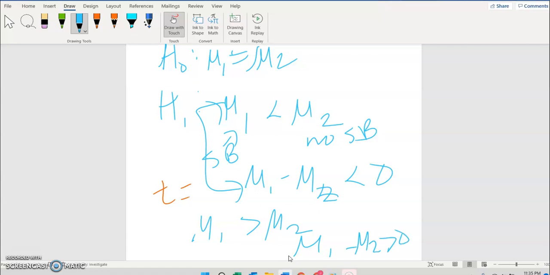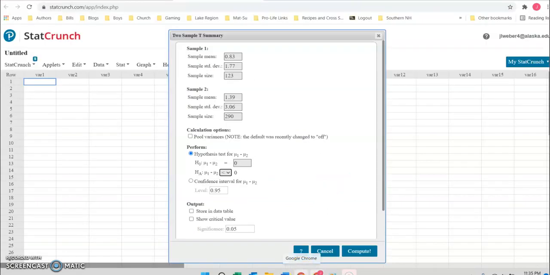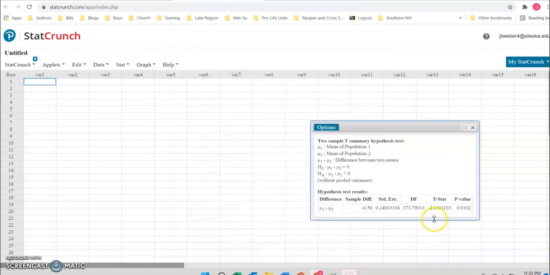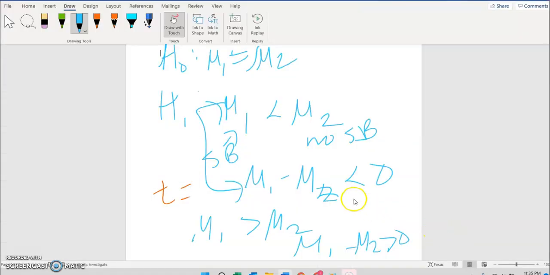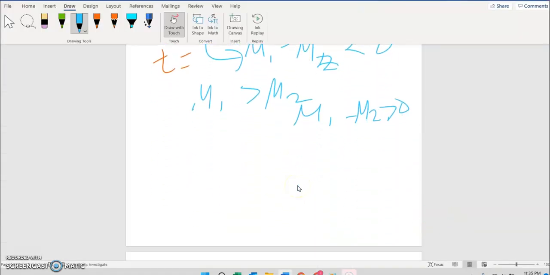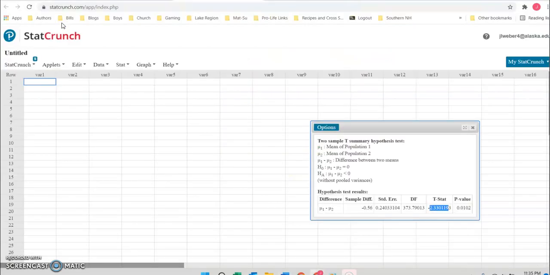I'd be eating this, it'd be bigger, this would be positive versus negative. So just kind of a heads up there, that's how that works. Now, my confidence, so then I'm going to compute, then my T-stat is right here, this negative 2.33. So T equals negative 2.33, okay?